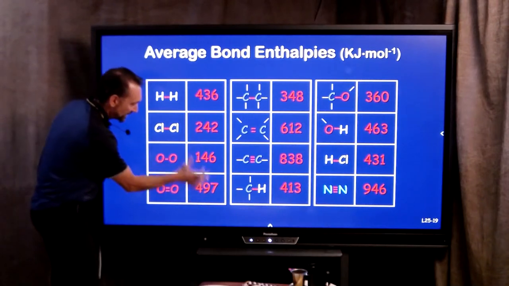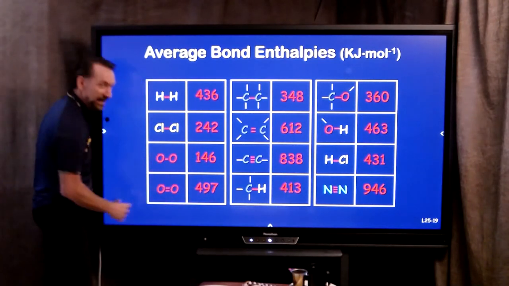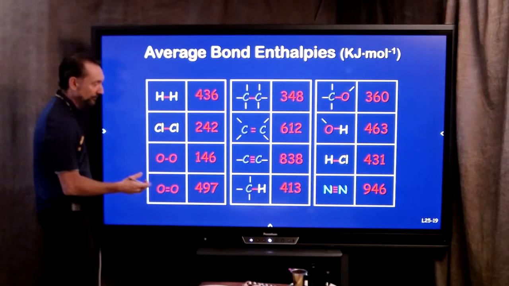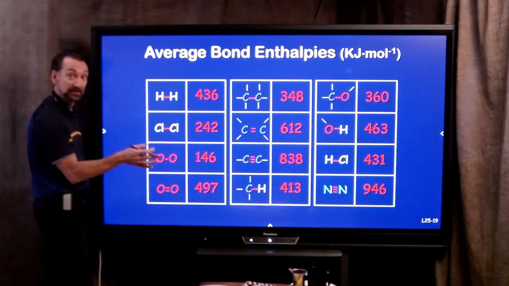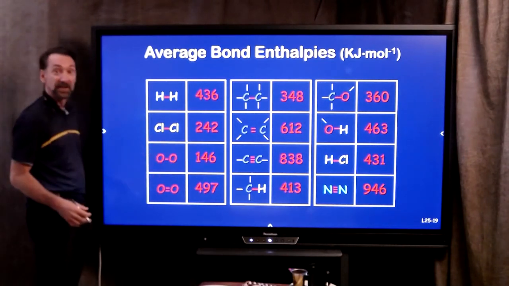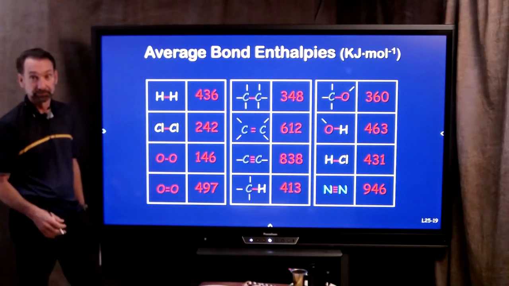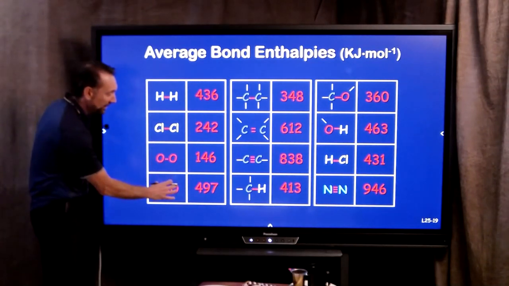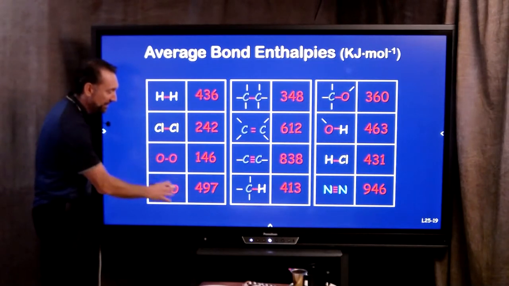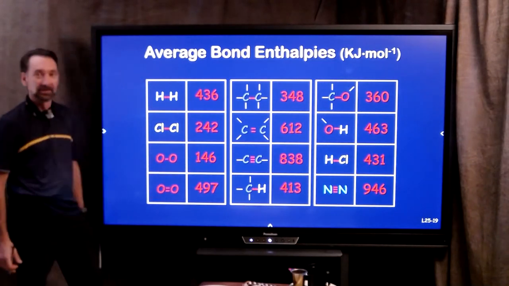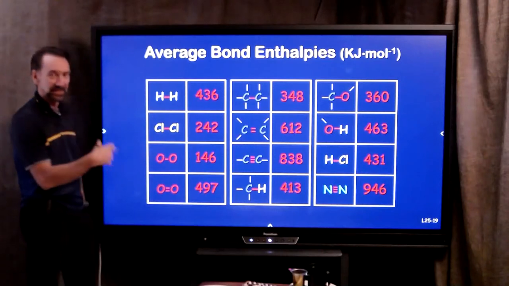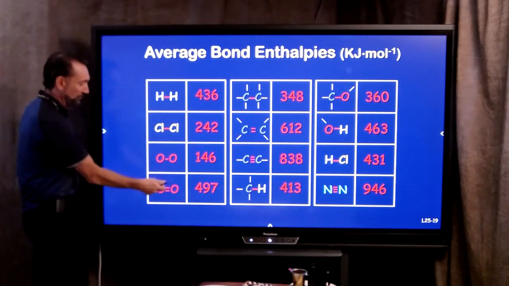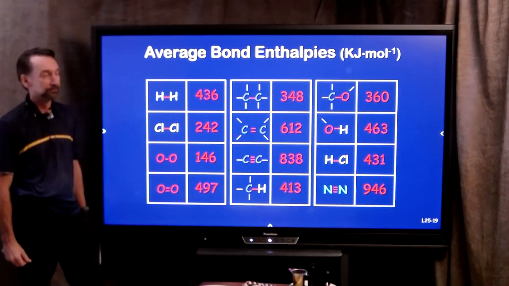And that's because these bonds aren't going to add linearly. I can still calculate those energies exactly, but there's not a factor of two between them. So you can't use this table and add stuff directly. You can't say, oh, two single bonds, that's the same as a double bond. You have to use the double bond in oxygen.